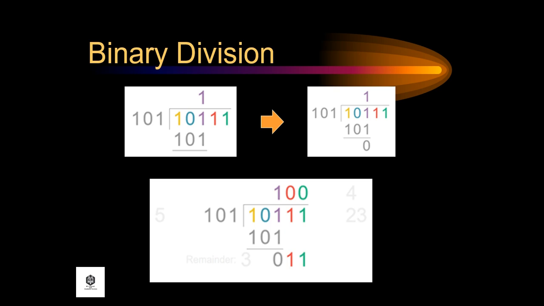The next column, 101 minus 101 is equal to 0. Bring down 11. So, 011 divided by 101 is equal to 0. So 0 times 101, then the remainder will be 3. So the answer for 10111 divided by 101 is 100, remainder 3.